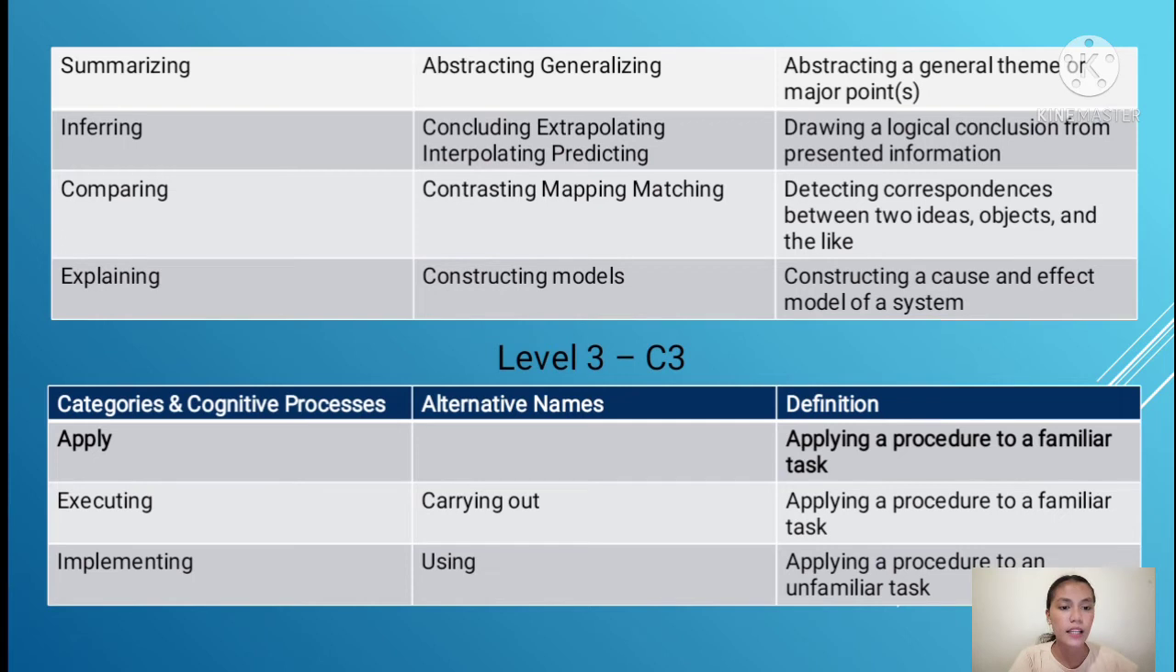The next is level 3, category 3, which is apply. Its definition is applying a procedure into a familiar task. Its cognitive processes are executing and implementing. In executing, its alternative name is carrying out, which its definition is applying a procedure to a familiar task. In implementing, its alternative name is using, applying a procedure to an unfamiliar task.